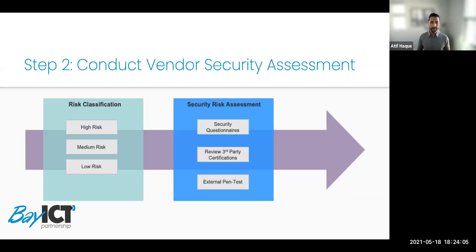So step two here is mainly focusing on conducting the assessment. Now that you understand the tiering and risk classification between high, medium, and low, the next step is, okay, what type of assessment do you want to perform on that vendor? This is a very simple example.